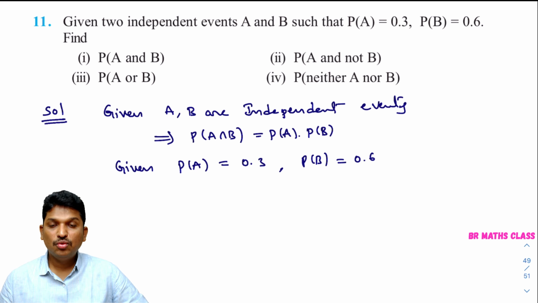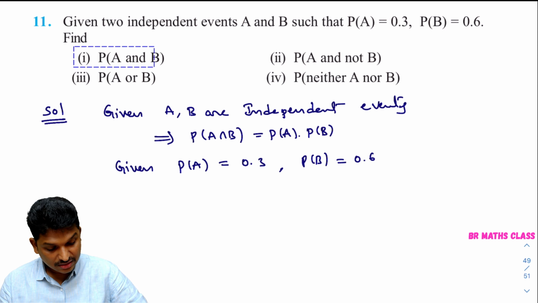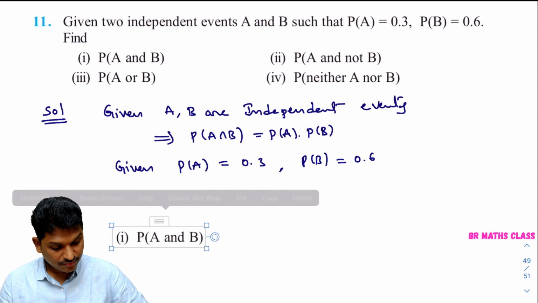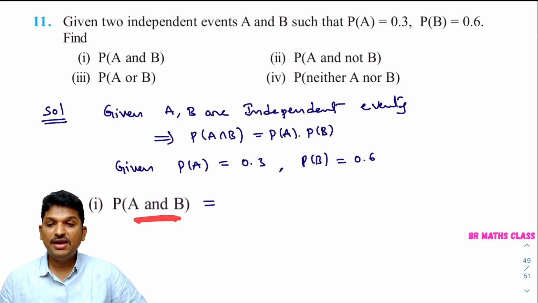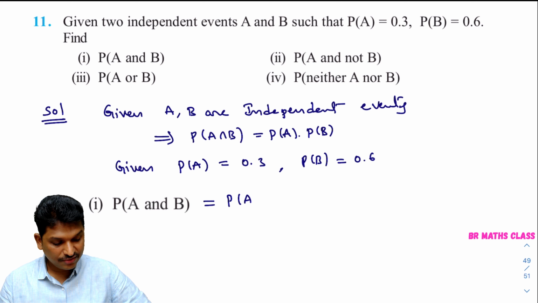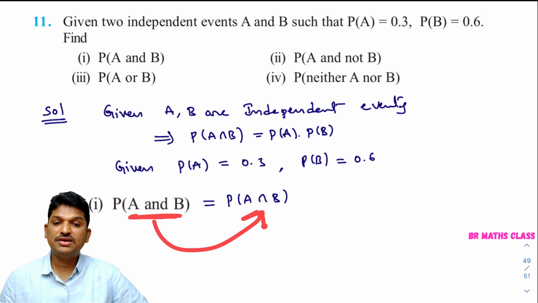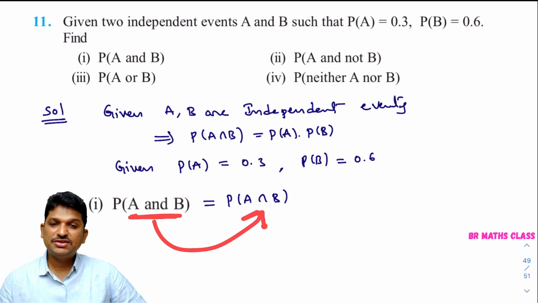Okay, so what do I need now? I need the first bit. First bit is this one: probability of A and B. 'And' means intersection. So this is nothing but probability of A intersection B. Look here, A and B they have given in complete set notation, and 'and' can be written as intersection, 'or' can be written as union. So for the first bit, they are asking us to calculate probability of A intersection B.